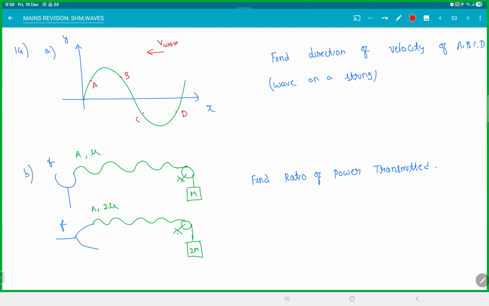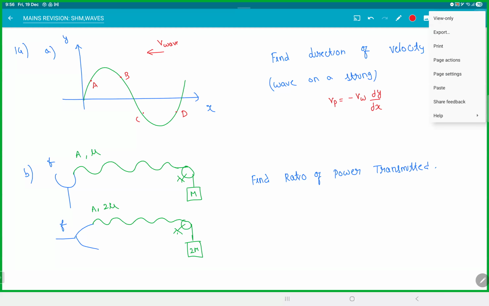I taught you a shortcut for that if you remember. One way to do this is we can use this formula: minus Vp is equal to minus V wave dou y by dou x. Safe, you get the answer. So V wave is negative here. So if the slope is positive, the particle is going up; if the slope is negative, the particle is going down.